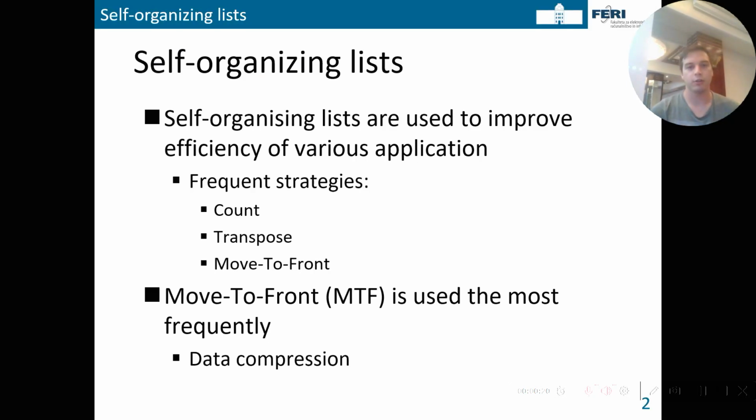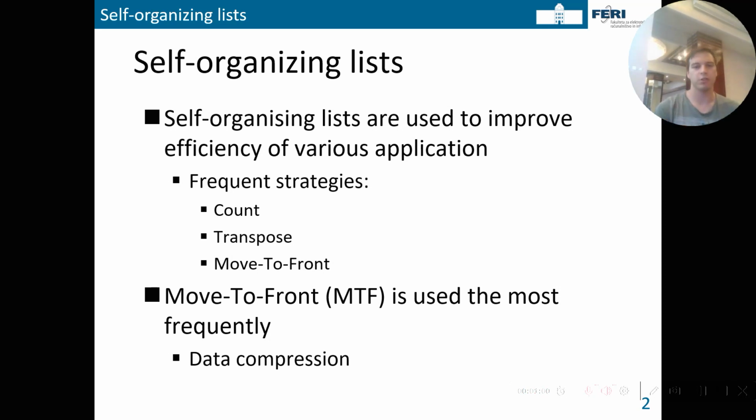So in various applications, self-organizing lists are used to improve the efficiency of searching for the elements. The frequently used element strategies in practice are the counting strategy, when the elements are sorted according to the frequency they appear in the data stream; the transposing strategy, where each element is swapped with its predecessor in the list after being located; and the move to front strategy, where the element is moved to the front of the list after being found on the list.